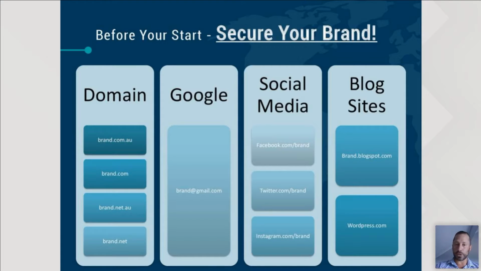Then jump on your socials and get your username. Some social media platforms will need you to have a certain number of followers first before you get that. But get that because it makes it easy for you to be found. And then secure a couple of blog sites. So Blogspot is Google's platform, and then WordPress is the world's biggest blogging platform.